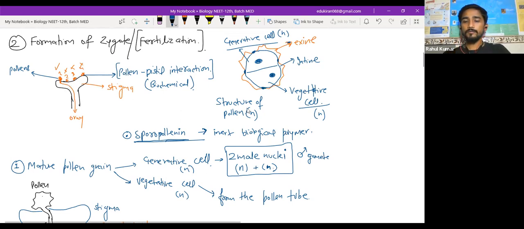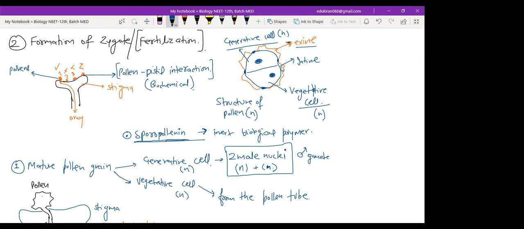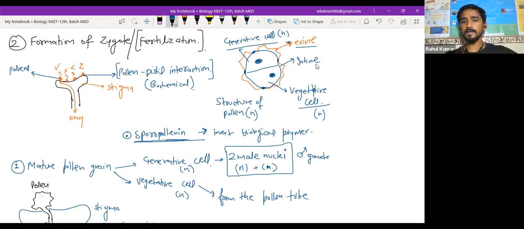Now to make you understand that, let's come here. This is a representation of a pollen. A pollen has two layers: an outer wall called exine and an inner wall called intine. Outer, exine. Inner, intine. Easy to remember. Now this outer layer, exine, is made up of a structure called sporopollenin.